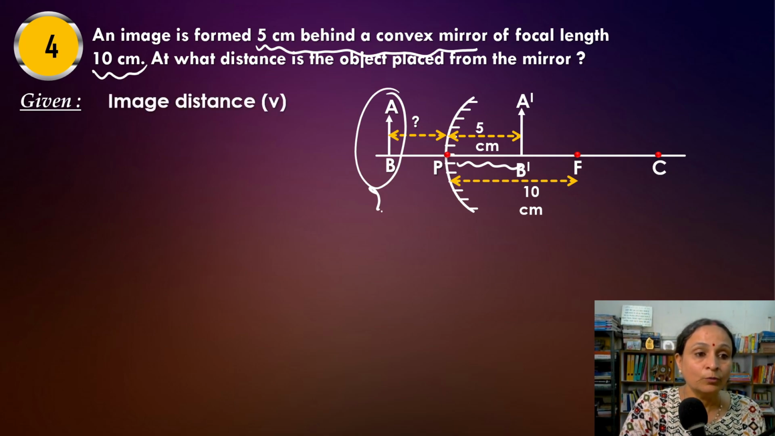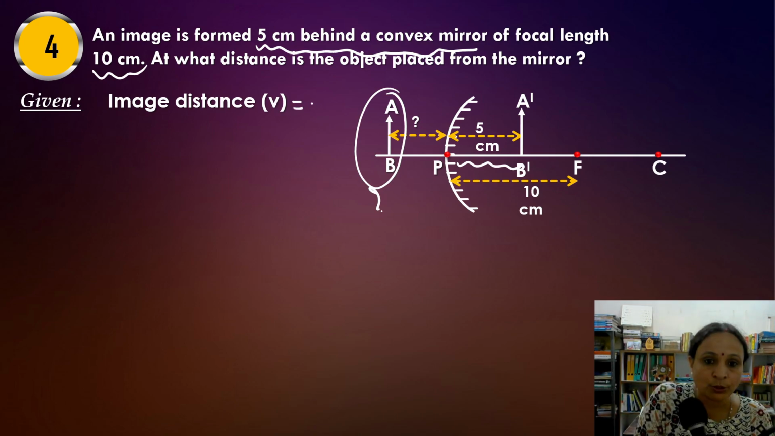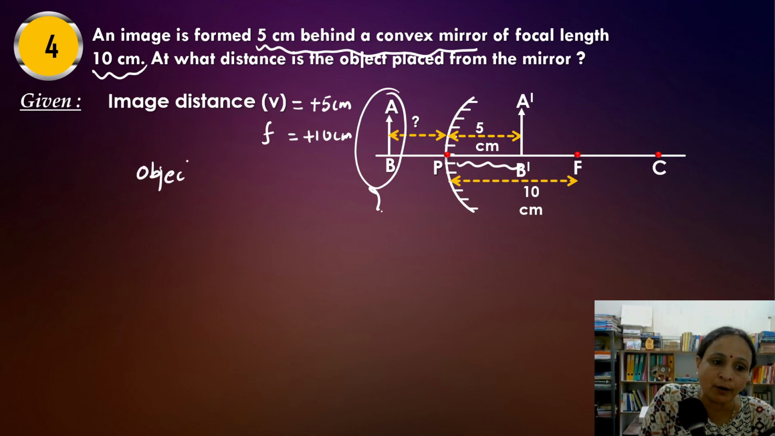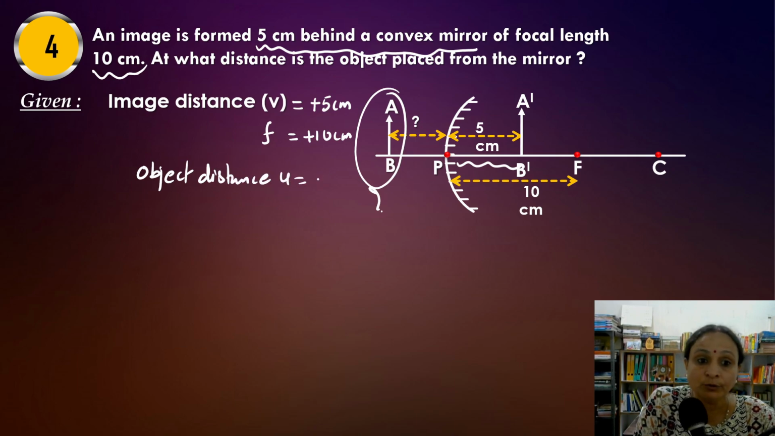So let's write down what the image distance is. The image distance is plus 5 centimeters. And what about the focal length? The focal length here is also positive, so it is equal to plus 10 centimeters. And where is the object placed? You are supposed to find out the object distance. Now where is the object? I don't know, so I'll just put a question mark.